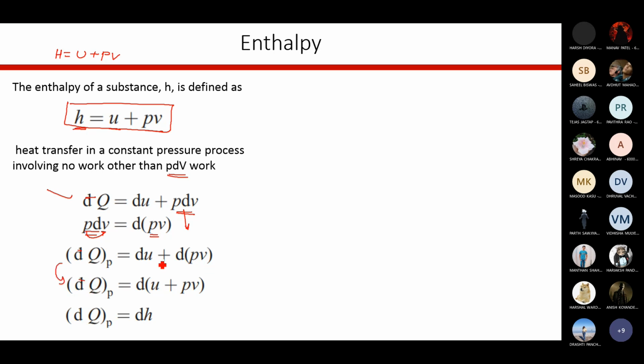Again, this is a mathematical step. I am combining these two terms together, so d of U plus PV, and we just defined U plus PV as the specific enthalpy, small h. Substituting small h for this bracket, you write dq at constant P is equal to dH. This means the heat supplied at constant pressure will cause the change in enthalpy. That's the meaning. Heat transfer in a constant volume process will change the internal energy, and heat transferred at constant pressure will change the enthalpy. You must remember these.